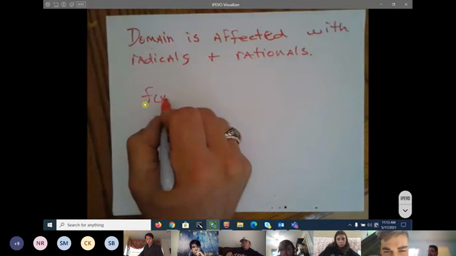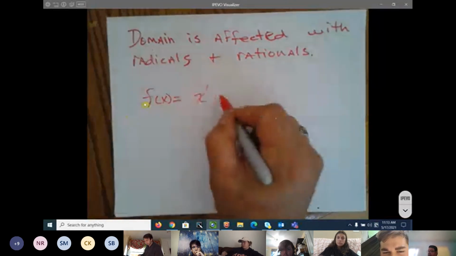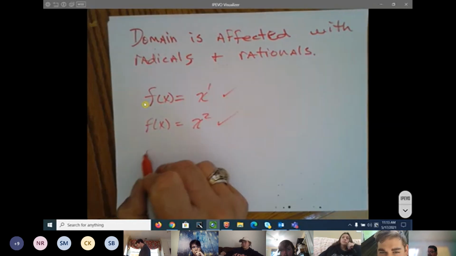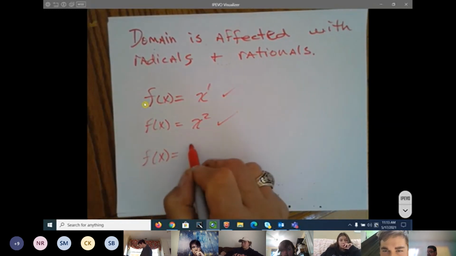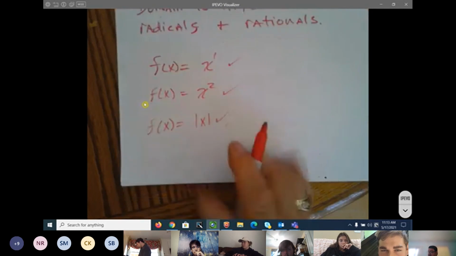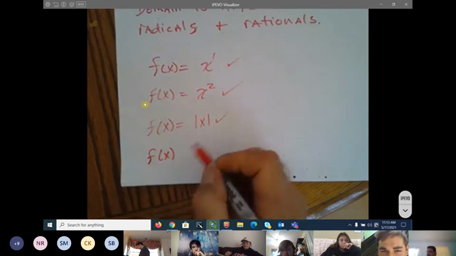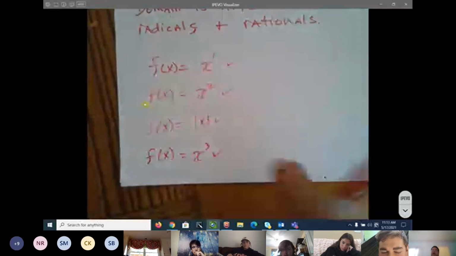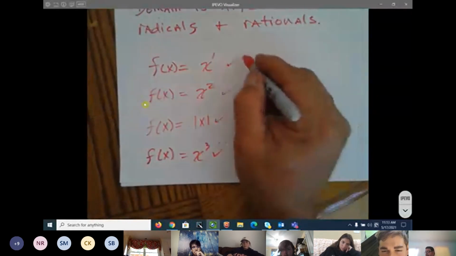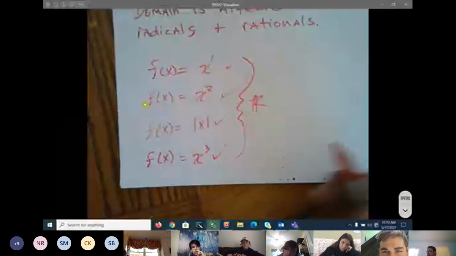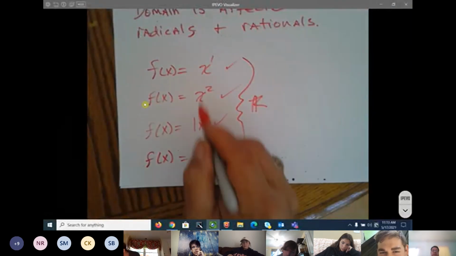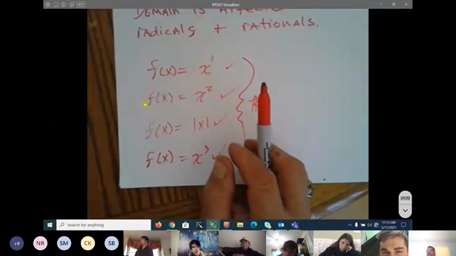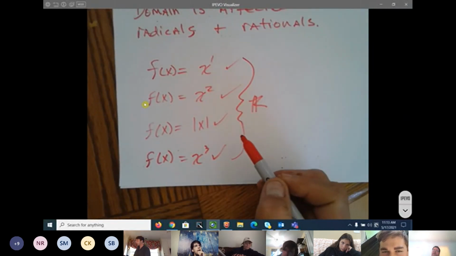F of x is equal to x to the first. F of x is equal to x to the second. F of x is equal to the absolute value of x. F of x is equal to x to the third, and so on. Those are all fine. The domain is going to be all real numbers because you don't have any problems with plugging in a 2 or a -5 or a 7 or a 1/2. There's no problem.